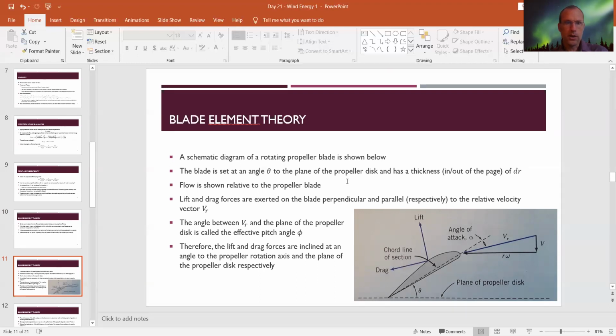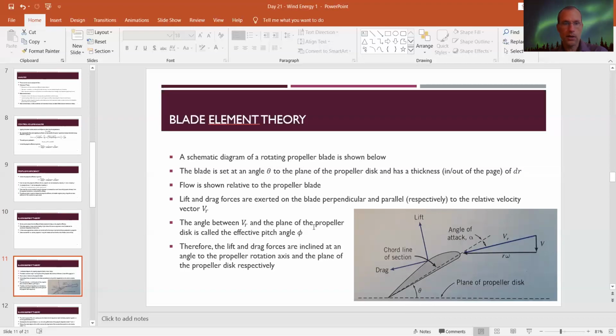So what else have I not mentioned here? So again, this blade's at some angle, so some pitch angle with the propeller disc. This guy has some thickness dr, so in and out of the page, this guy comes in and out some distance dr. As I said, flow is relative to the propeller blade, so this guy's kind of stationary. This guy is my incoming flow. Lift and drag forces measured respectively to that incoming velocity. So again, drag in the same direction, lift perpendicular.